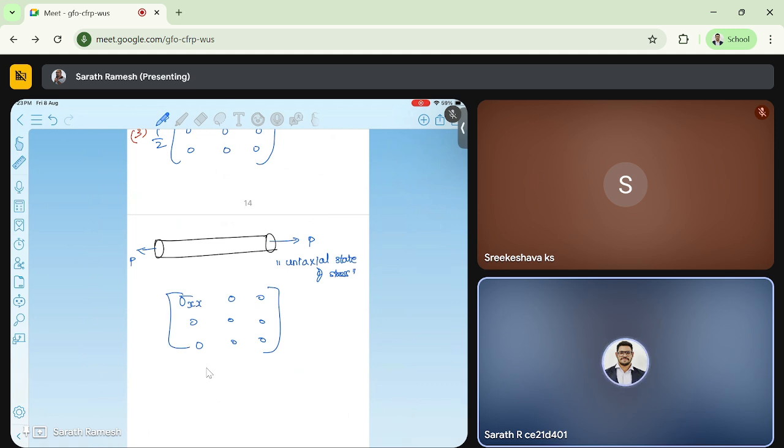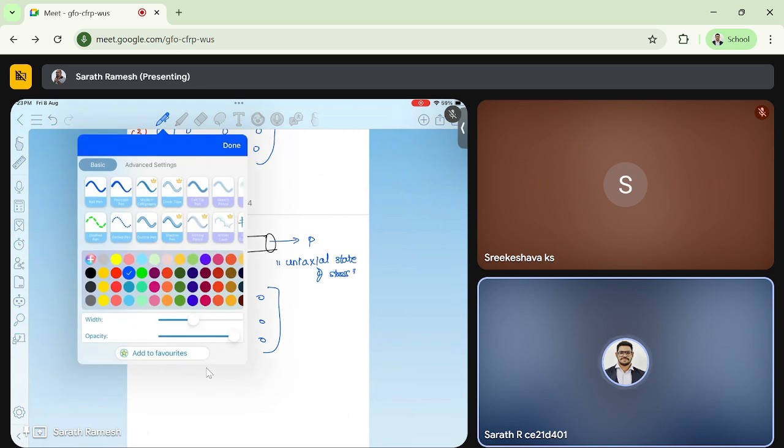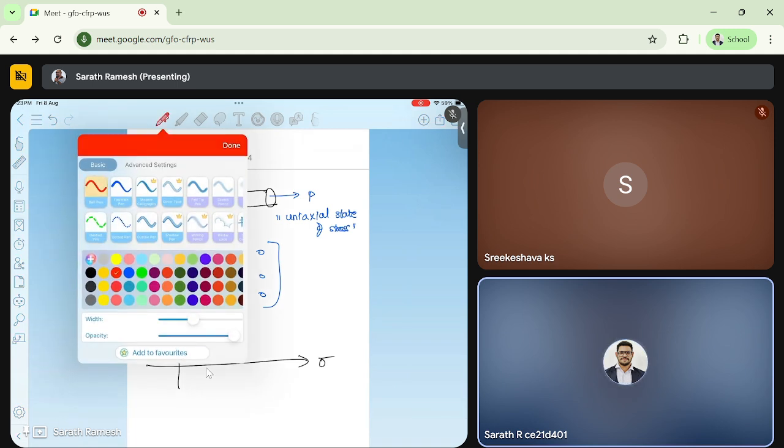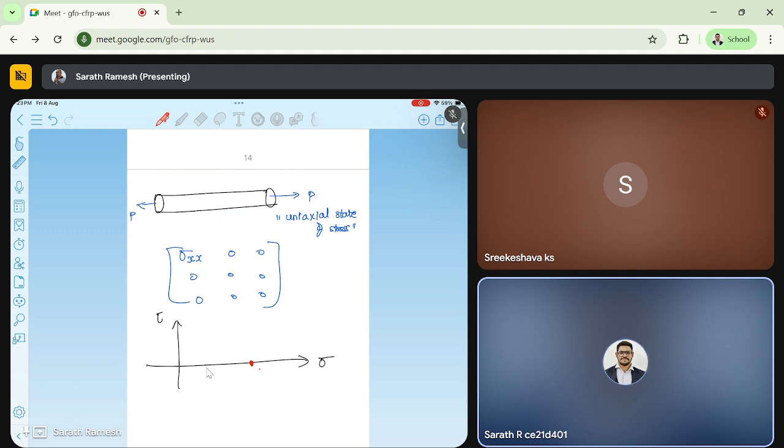But it's not the only case, because suppose you want to draw a Mohr circle for this stress state, how will it look? This is the sigma axis, this is the tau axis, or sigma xy axis. Only sigma xx is there, so there is no tau xy. This is my principal stress, and another is 0. Now I have the diameter, and we have to draw the circle. So this is my circle.